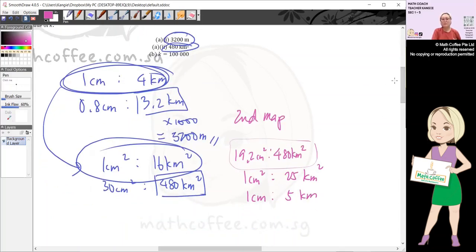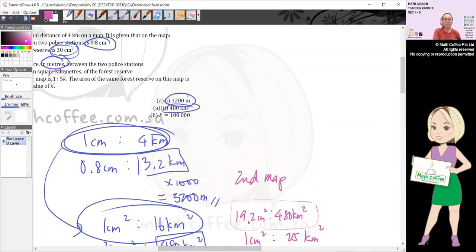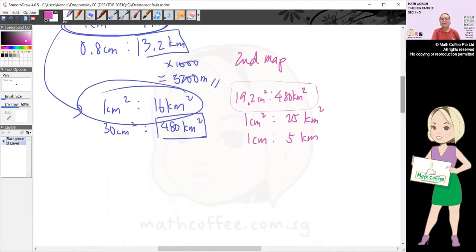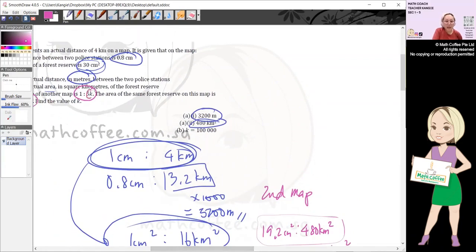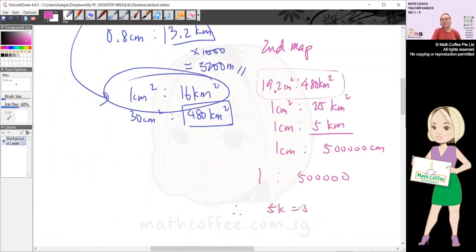Then by default, because they say the map scale is 1:5k, by default both sides must be in cm. So I just need to change this to cm. So 1 cm represents 5, put 500,000. And then remove the cm, it represents 1:500,000. Like that. Okay, and then after that, they say 5k, so you're supposed to find what is k. Then you say, so therefore 5k equals to this one, and then k will be equal to this. And you're done.